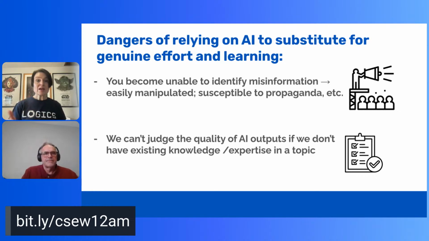For one thing, you will become unable to manage or identify misinformation. We know that there's all kinds of fake news. We even talked about AI producing deep fakes. Humans have been producing fake news before AI. And so if you are only using AI and you haven't done the learning, you haven't learned the content, you haven't learned how to write, you haven't learned how to be a good proofreader, you can become easily manipulated. You can become susceptible to propaganda.